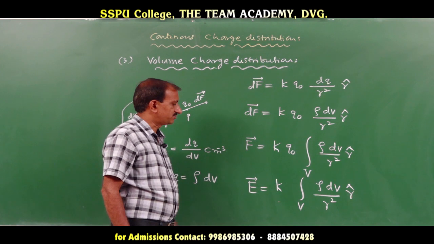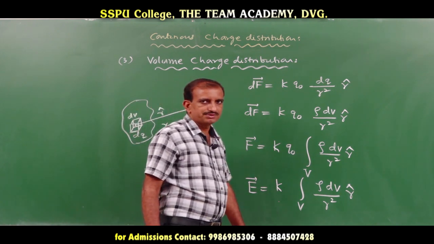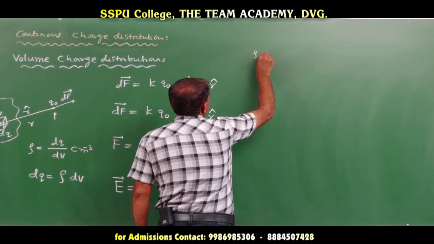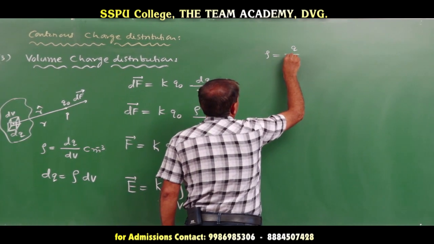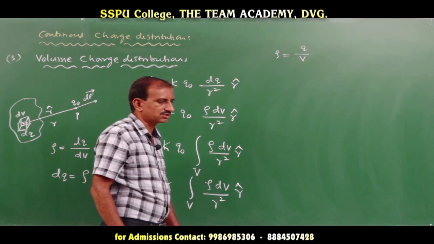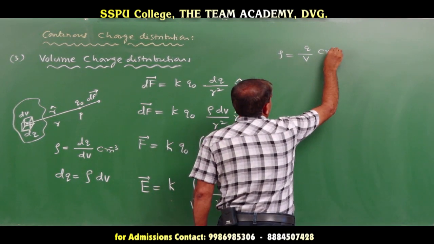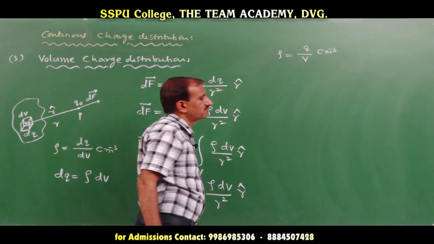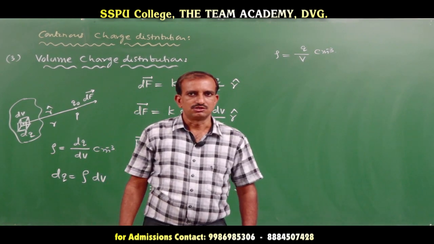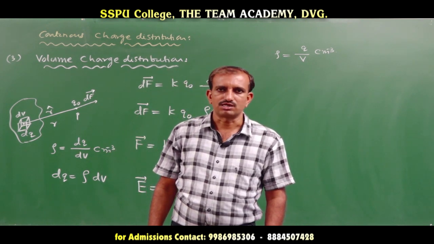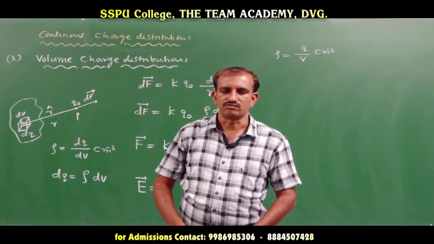So, therefore, we can simply define the volume charge density as the charge per unit volume of the conductor. Its SI unit, as I said, is coulomb per meter cube. Therefore, the charge per unit volume of the conductor is called the volume charge density.